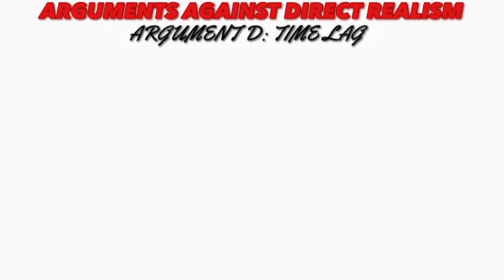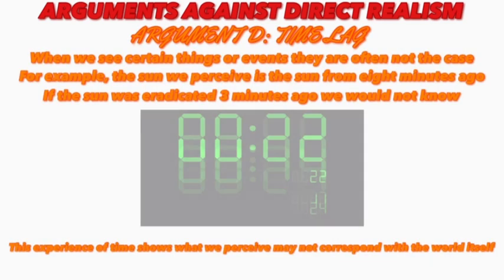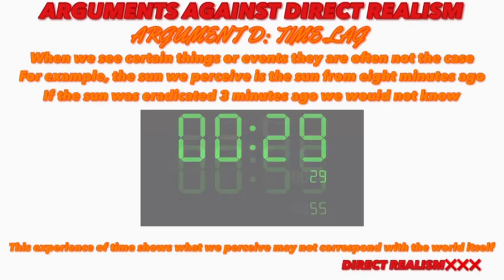Arguments against direct realism. Argument D, time lag. When we see certain things or events, they are not often the case. For example, the sun we perceive is the sun from 8 minutes ago. If the sun was eradicated 3 minutes ago, we would not know. This experience of time shows what we perceive may not correspond with the world itself. Direct realism is false.